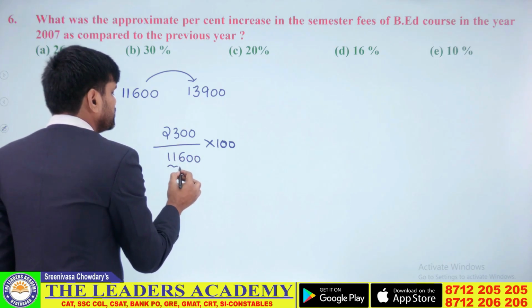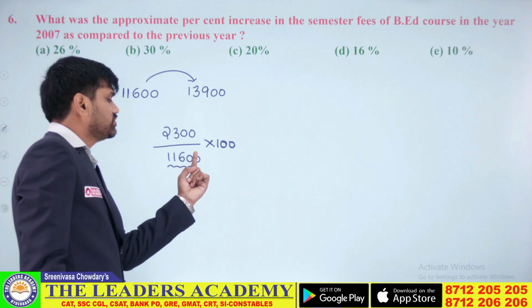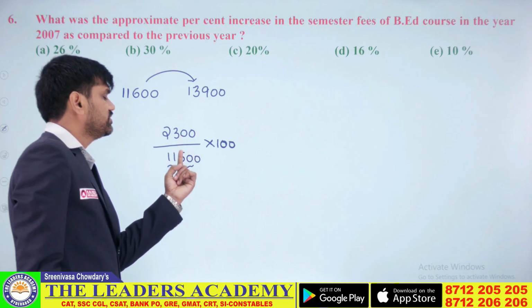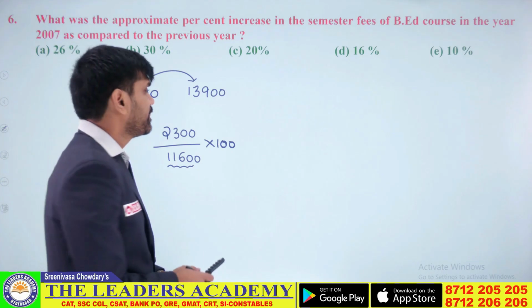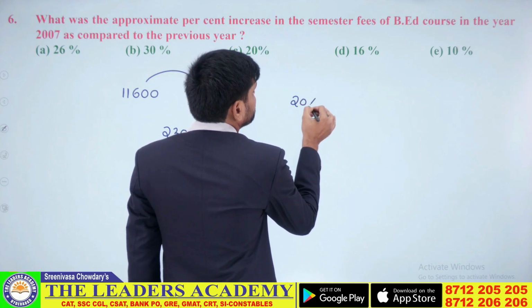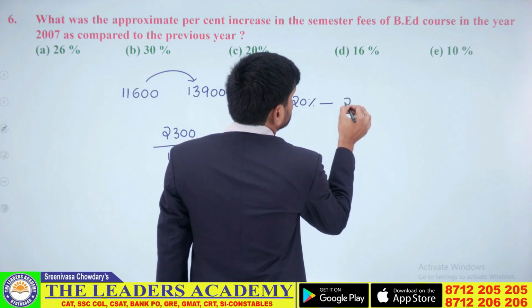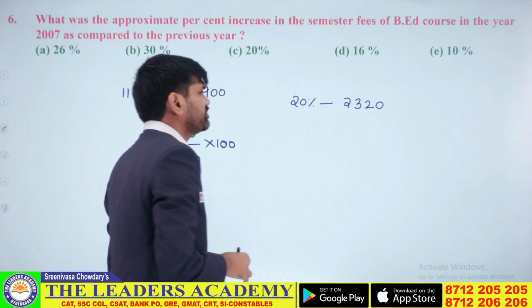So 10% of this will be 1160. 20% will be double, that is 2,320. So this is approximately 20% of this. I can directly say that, right? So 10% will be 1160, 20% will be 2,320. Hence your answer is approximately 20%.